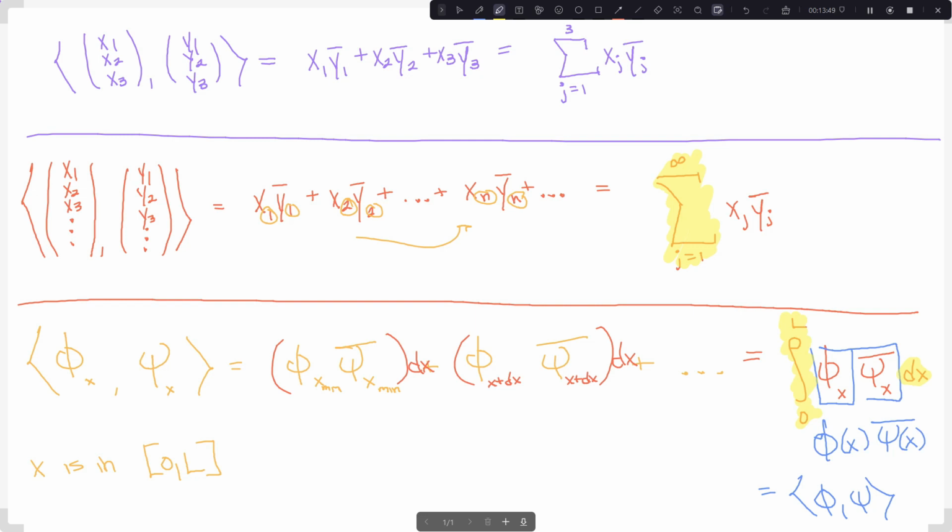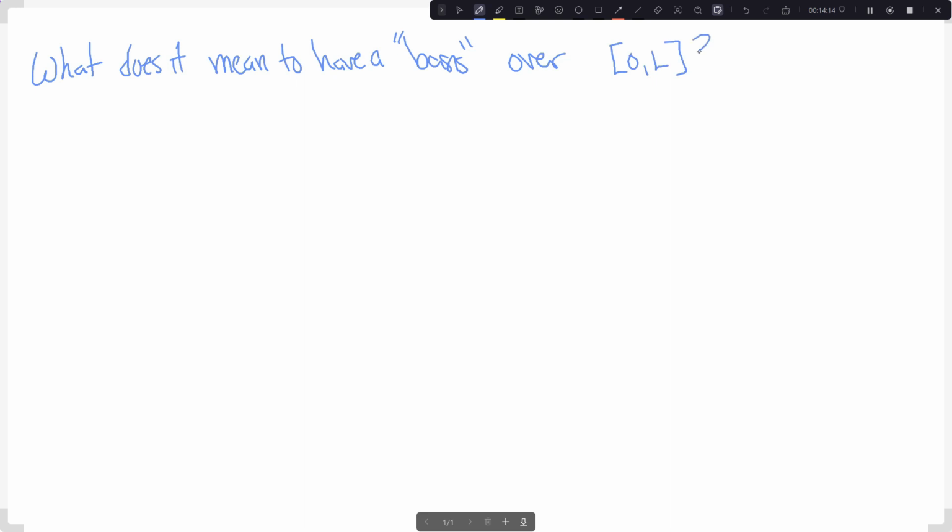So if we have something like that for functions, let's jump back to the basis. What does it mean to have a basis over maybe this interval 0 to L, right? What would a basis look like in that case? And this gets a little bit tricky because the way I'm going to represent it is not the way that the book's going to represent it.